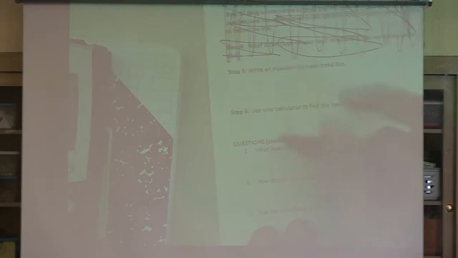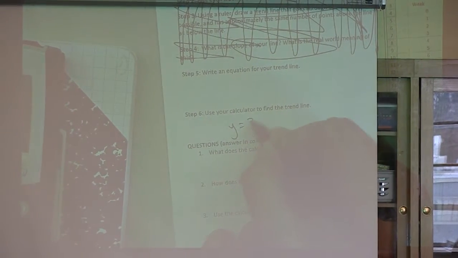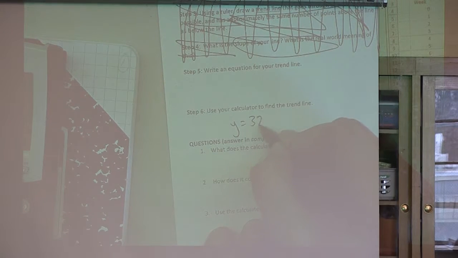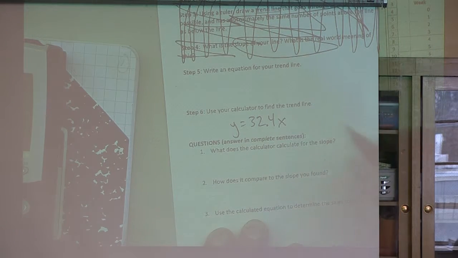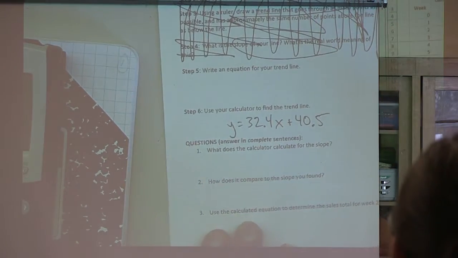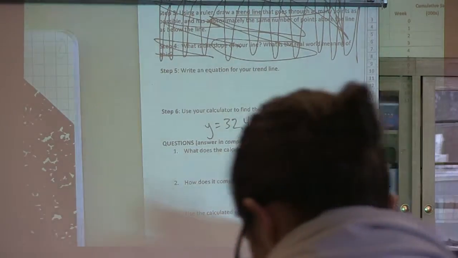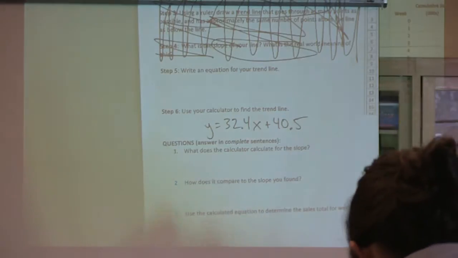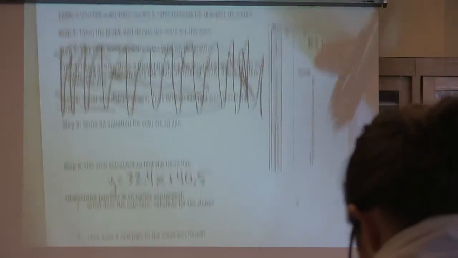What did you guys get for the trend line? I got 32.41x plus 40.5. Plus what? Plus 40.5. Does that sound right to you guys? I got 57.40. How much you get? Okay. I'm going to go with majority rules, unless the majority aren't. Okay, so this is the trend line from our calculator.